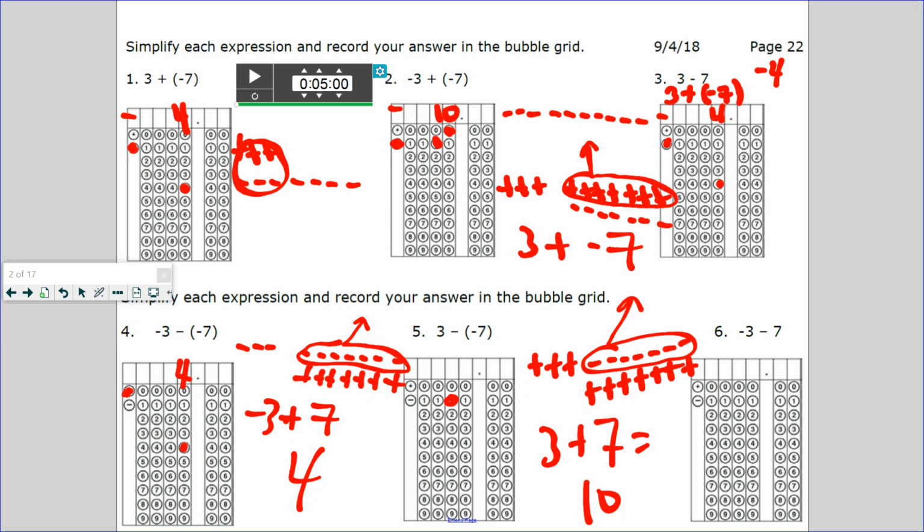So bubble in 10. If you want to bubble in a positive or not, it's up to you. You can if you want to, you don't have to. Again, how can I do it without drawing? I keep the 3, turn the subtraction, add the opposite of -7 is 7. 3 plus 7 is 10. And last but not least, I have -3. How can I take away 7 from this without changing this value? I draw 0 pairs, 1, 2, 3, 4, 5, 6, 7. I take away the 7 positives, so it's -10.